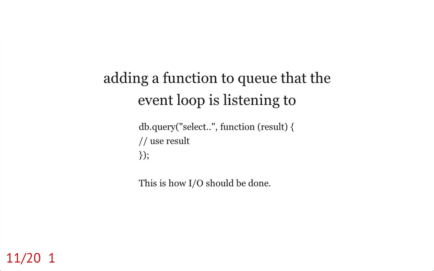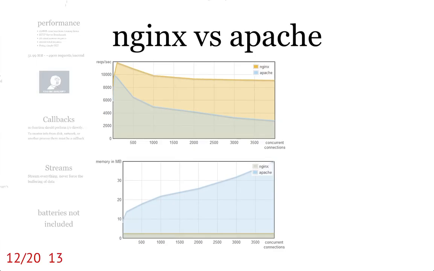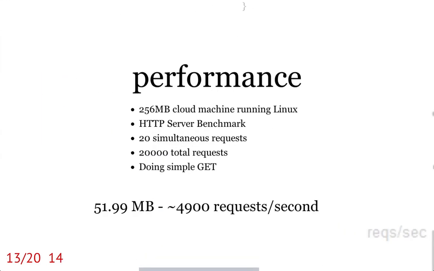There are a few reasons why it's not happening in most languages. Nginx versus Apache. Nginx uses evented I/O. Apache creates a new thread on each request, and therefore the memory of Apache is very high, and the requests per second are not as great as Nginx. And this is the benchmark for Hello World for Node. You can see that it's about 50 megabytes and 5,000 requests per second. It's very fast.